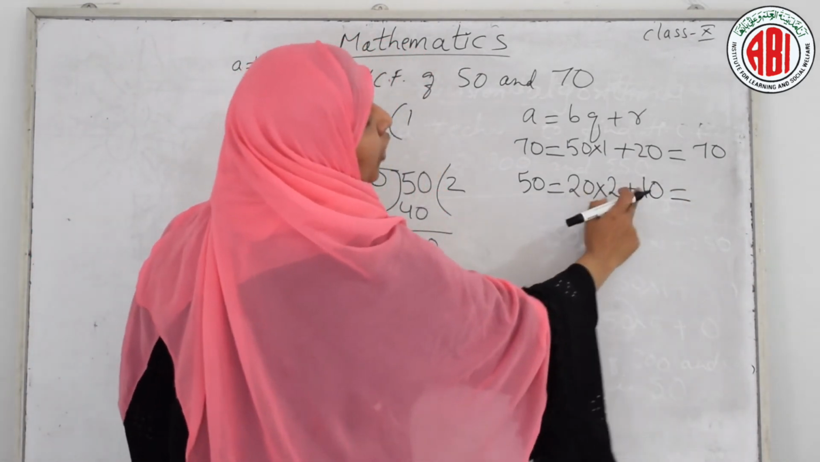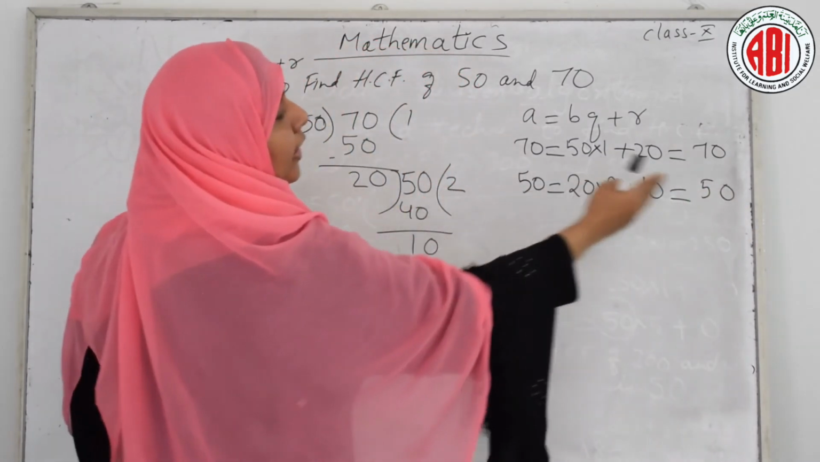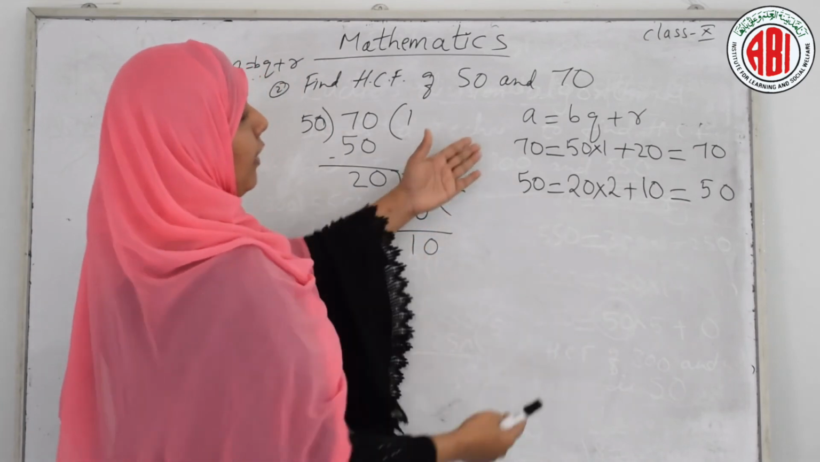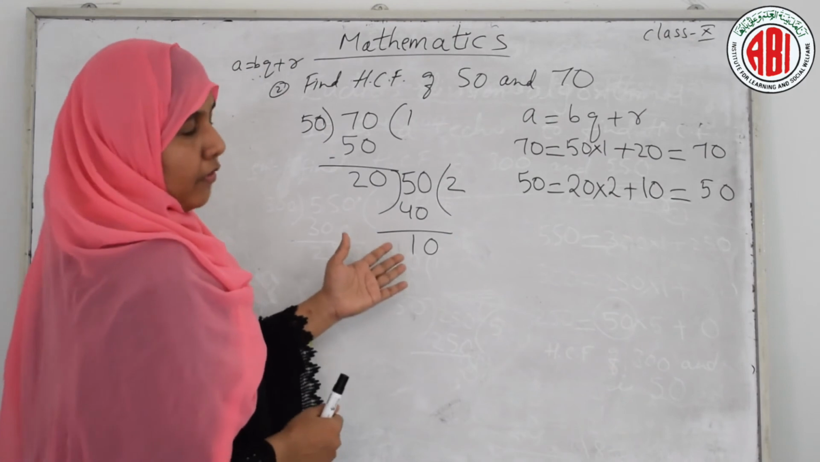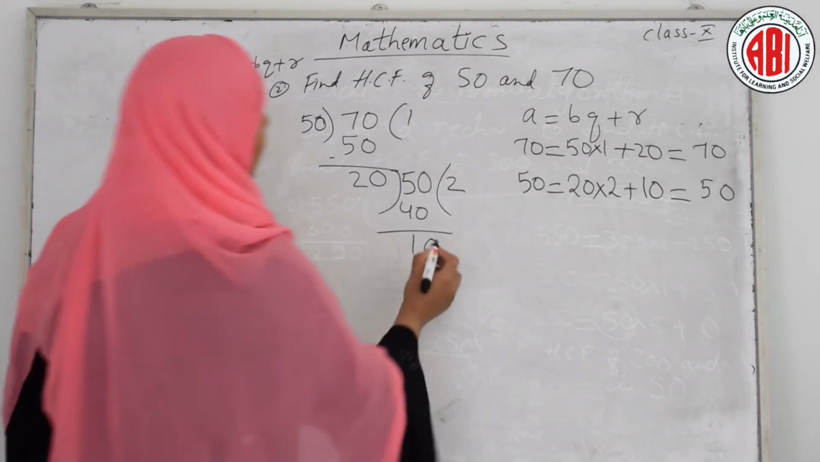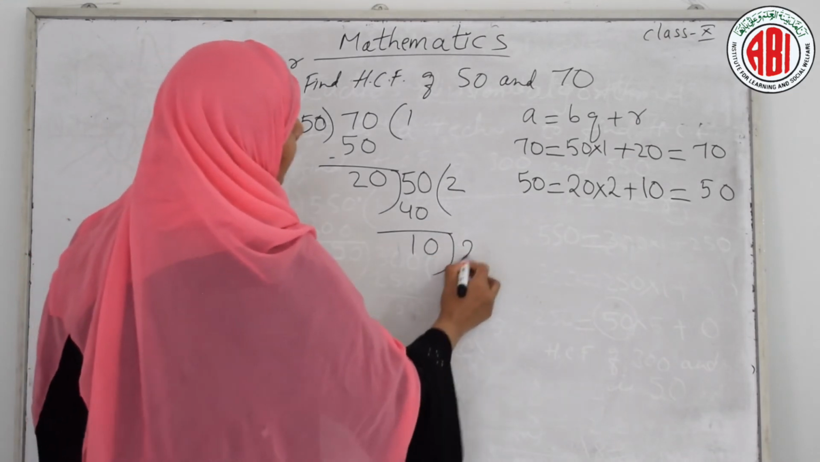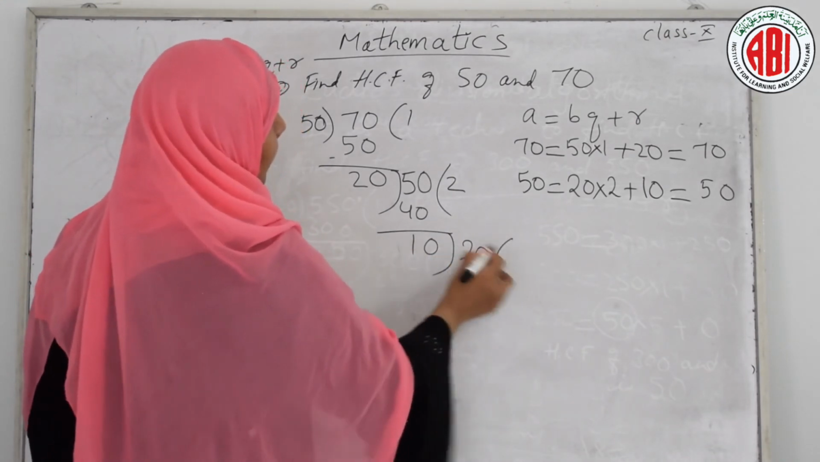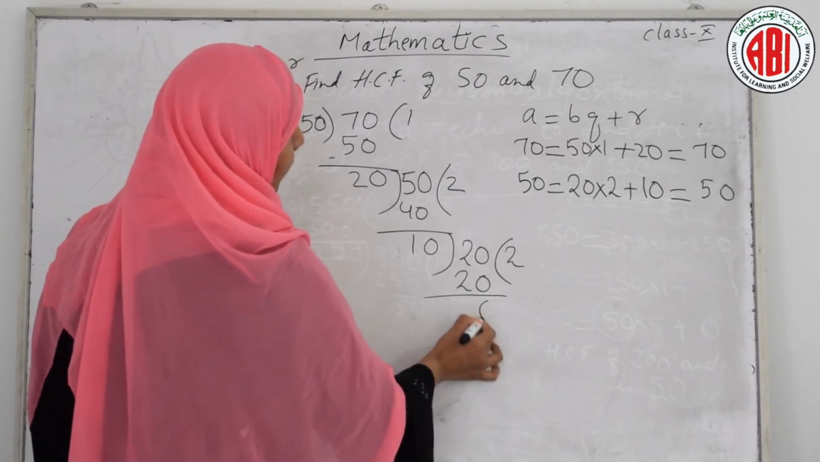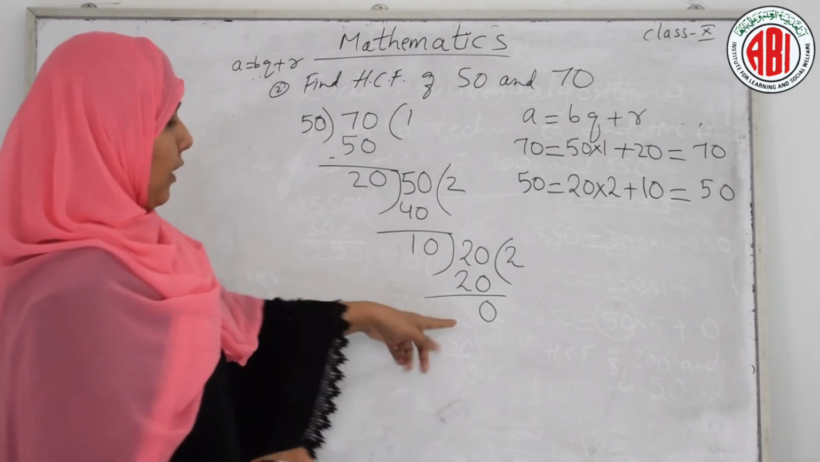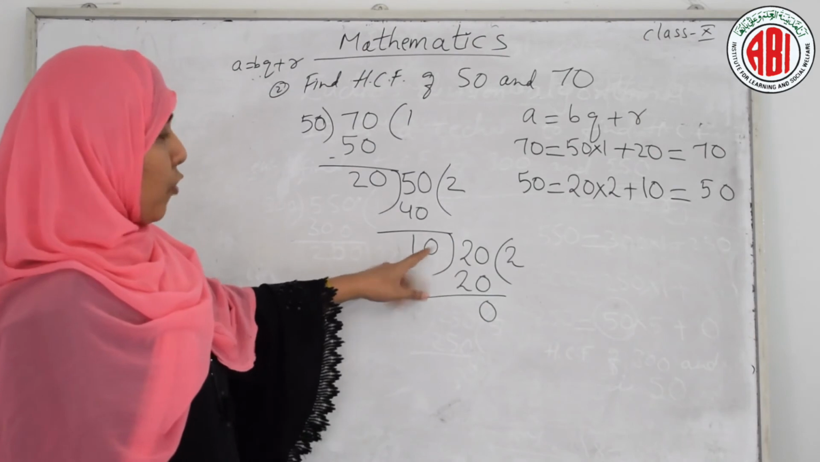22 is 40, 40 plus 10, 50. See, the answers are equal here, left hand side and right hand side. Then since we are not getting remainder 0, we will take another step. Let us take this remainder as a divisor, then 20 here as dividend, 10 1 is 10, 10 2 is 20, remainder here 0. So see, can you see remainder 0? Yes, we got the remainder 0. So the answer stops over here.